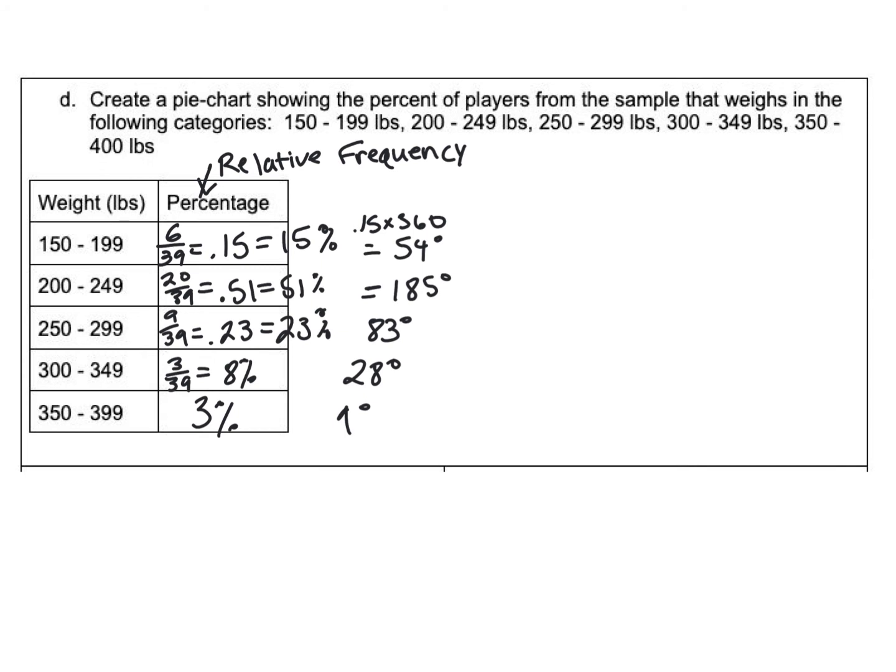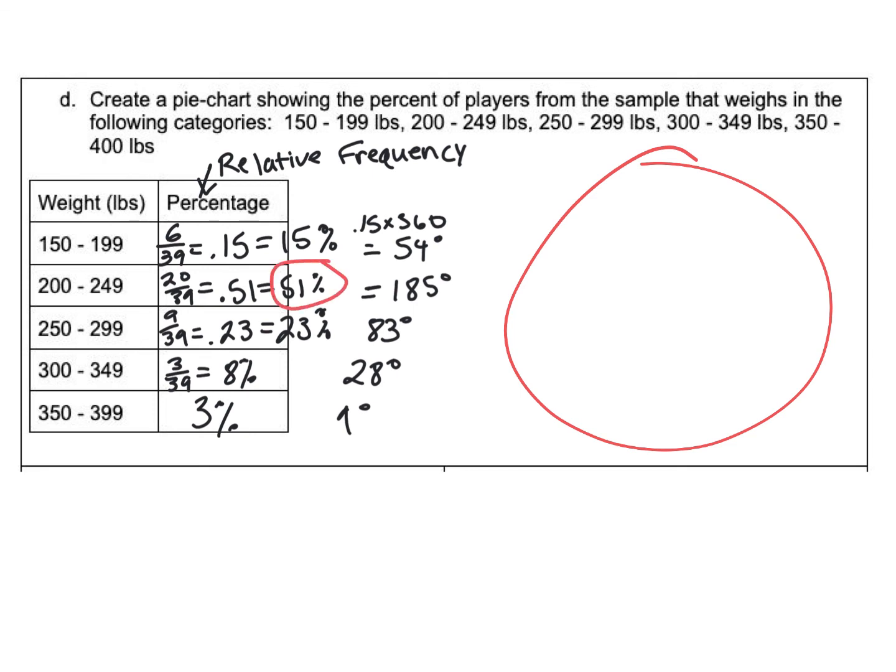Okay. All right, so we're going to go ahead. I'm drawing a circle. Wow, beautiful. I'm going to start with the biggest percentage, which is this 51. That's going to be about half, right? Yeah. But like a little bit more. Okay, so that's going to be the weights of 200 to 249. Okay, the next biggest is that 23%, which is like about a fourth, right? But a little bit less than a fourth. No, a little more than that.